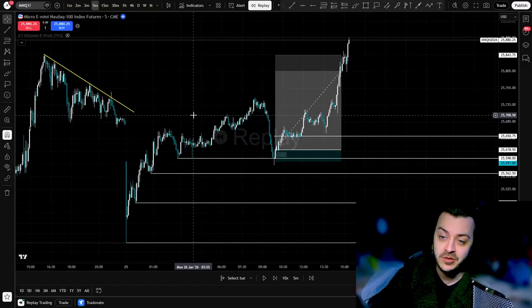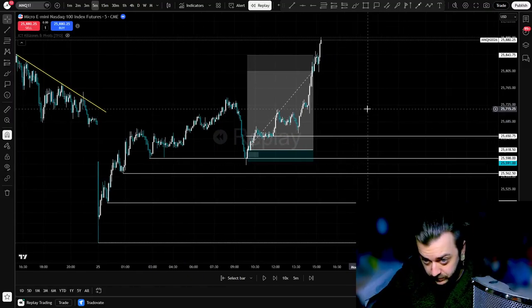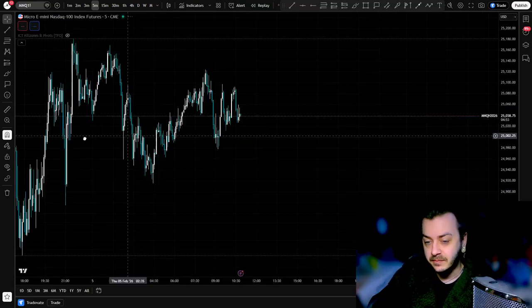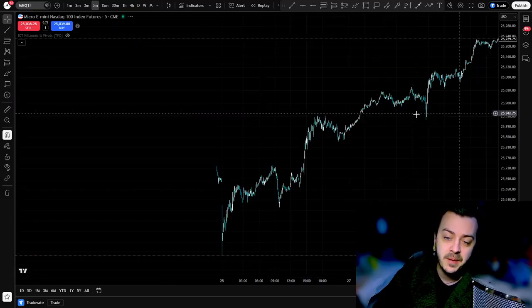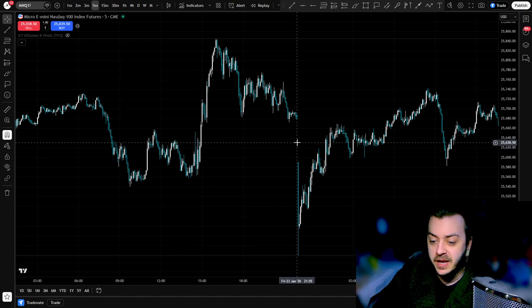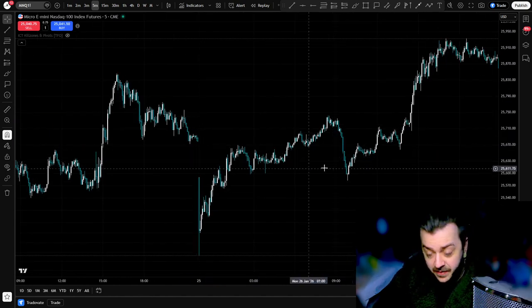Really, really good trade. Incredible, really. And this was an absolute banger. So let me just come off replay mode now. So that was an absolutely amazing trade. Took about $700 profit on 25 accounts. Absolutely incredible stuff. And that was my first trade.